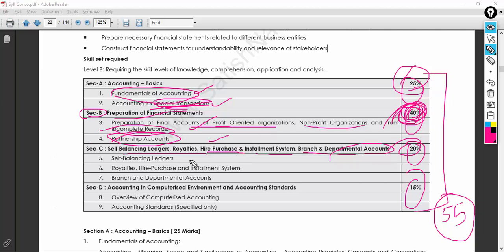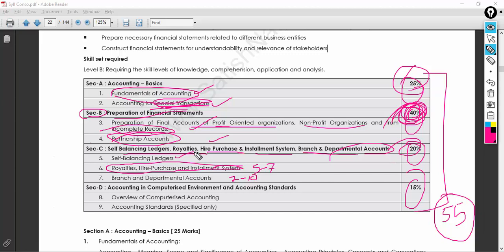If I come to section B, you have self-balancing ledger, royalties, all those things, but however I suggest you should be working towards this piece. You can expect 5 to 7 marks here. Similarly, you can expect 7 to 10 marks here, because of the complexity, and some marks can be expected in this topic also.